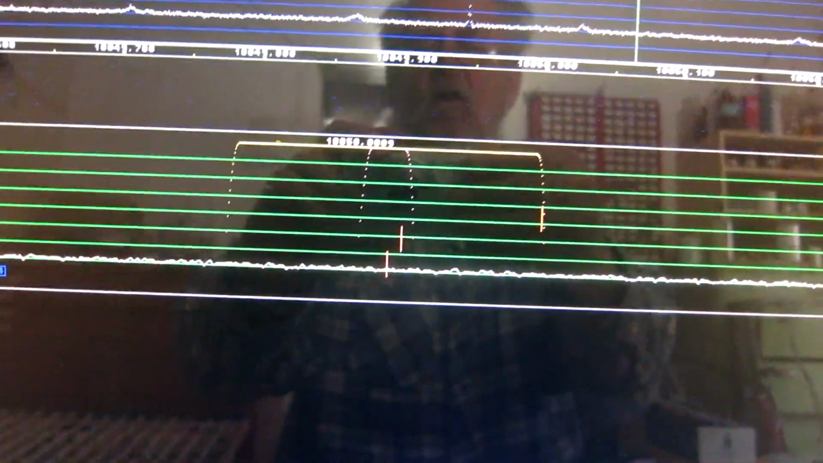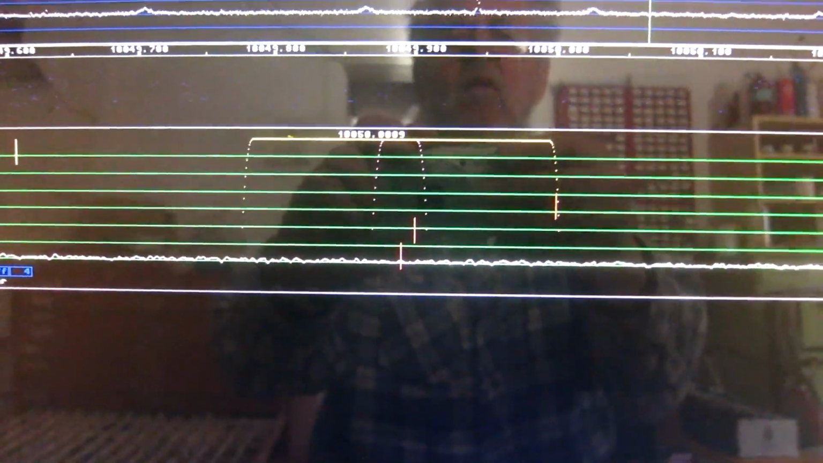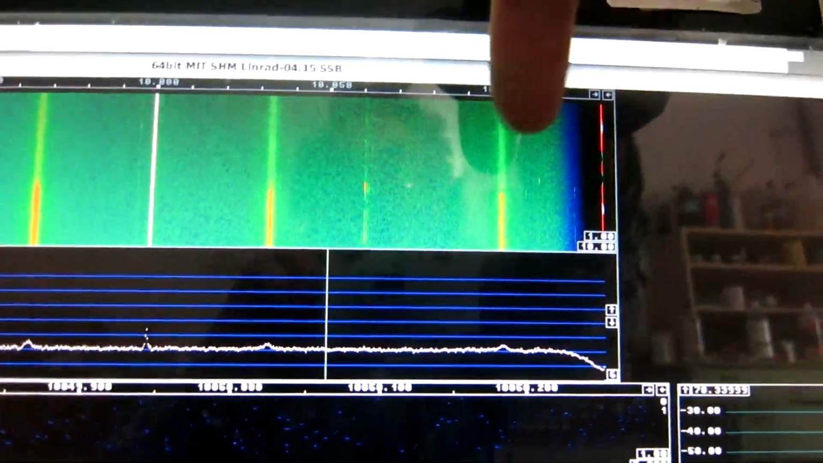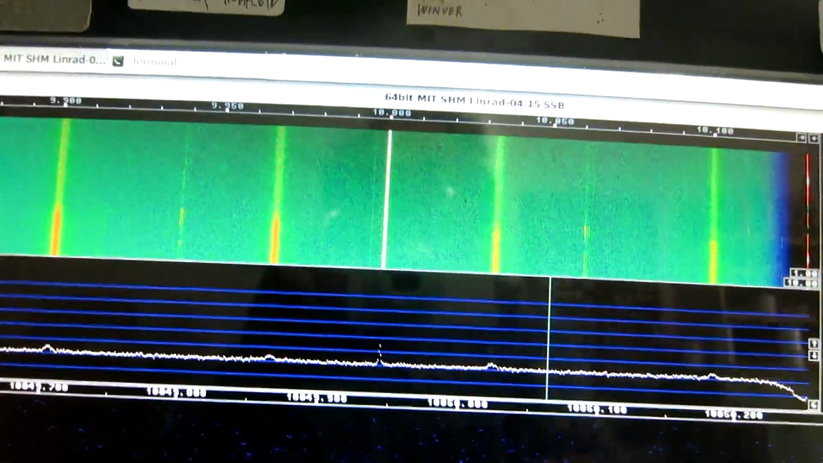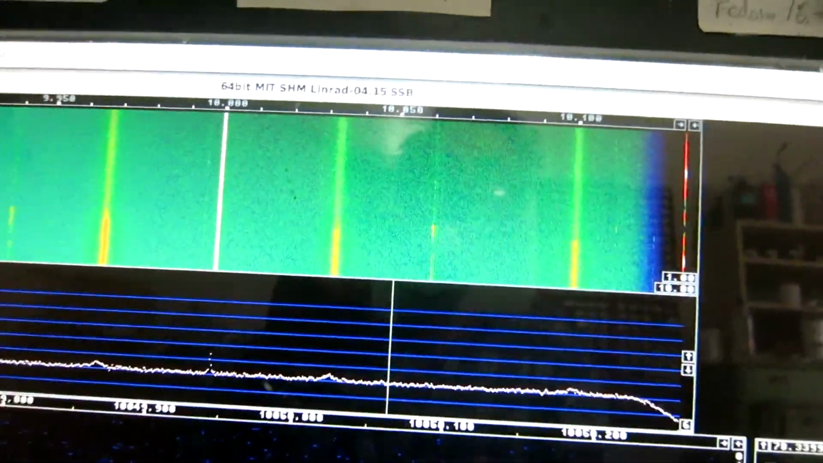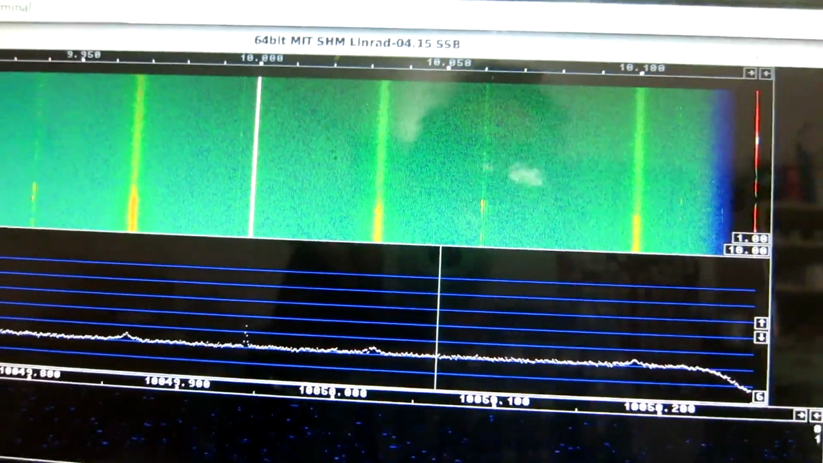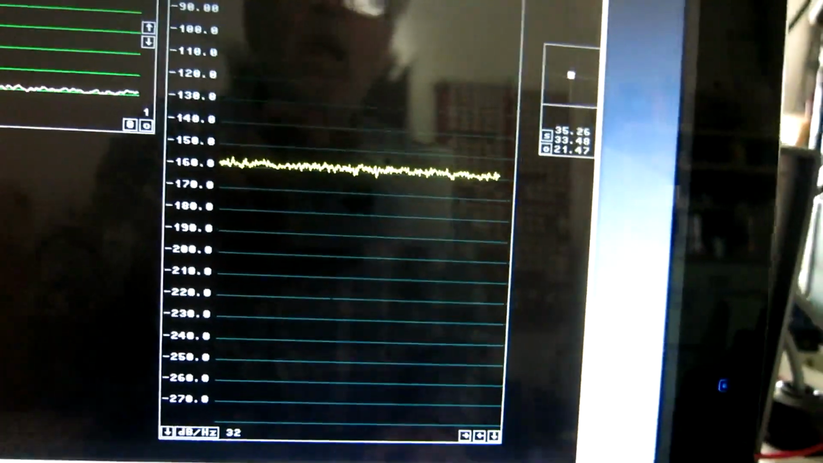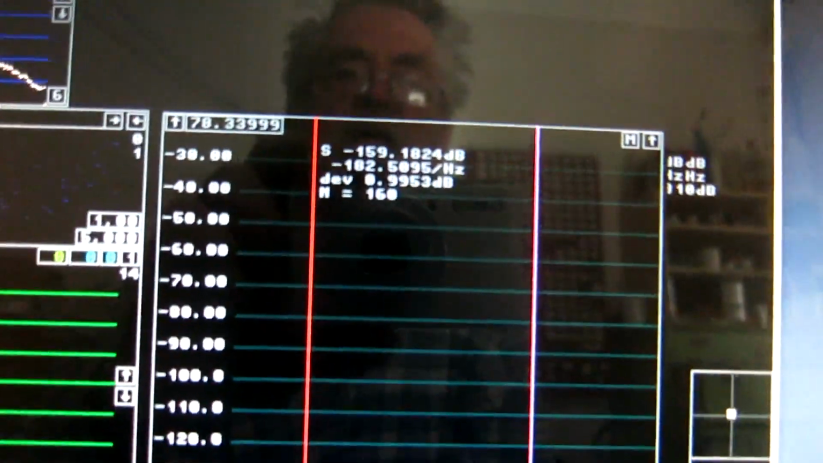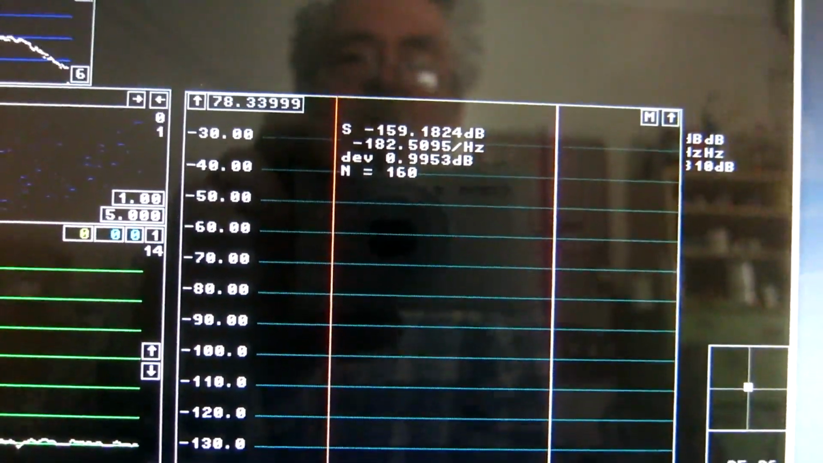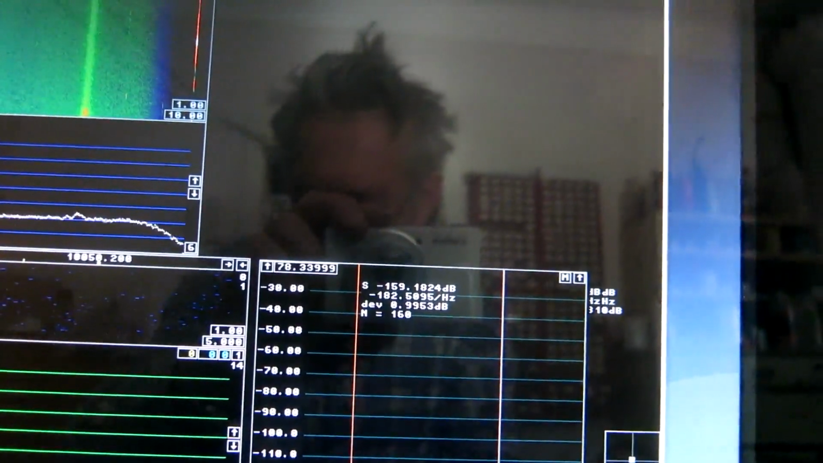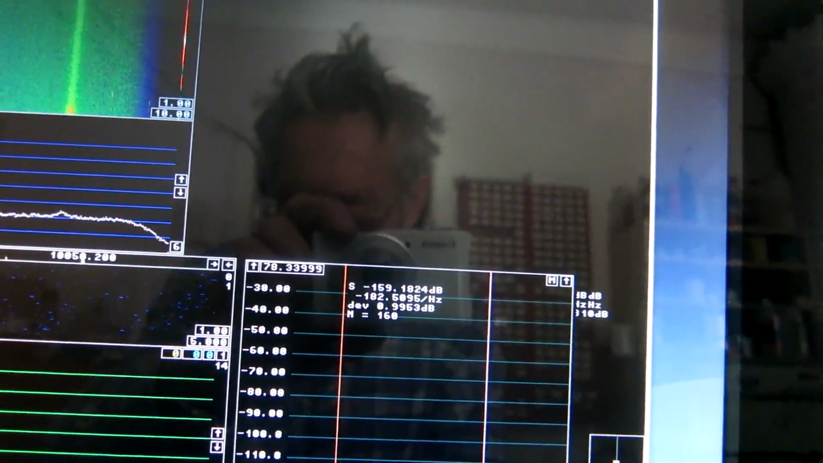Here I'm looking at an offset of 50 kilohertz on the flat noise floor. These things, they are spurs from the power supply of my computer, and they don't affect the noise floor here. The level I have here is minus 182.5, and forget about the calibration, it's just an arbitrary level at this time.